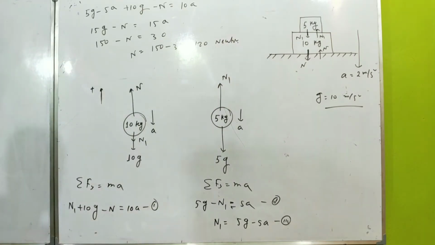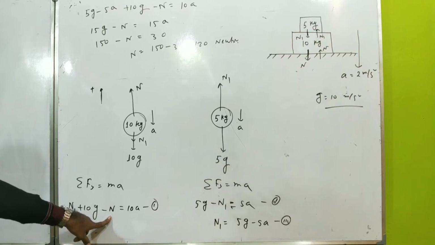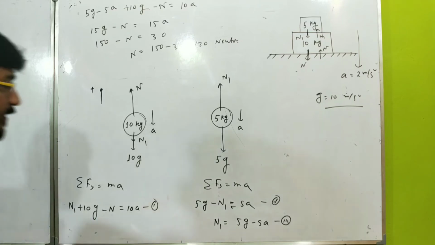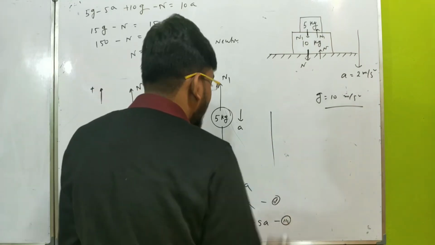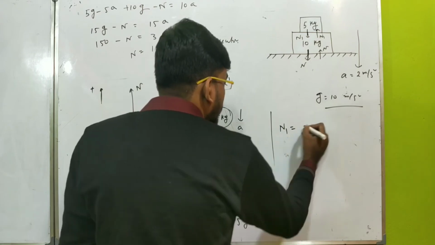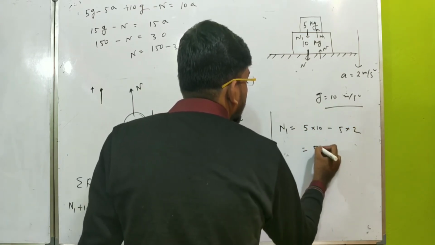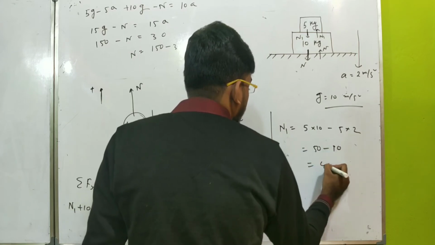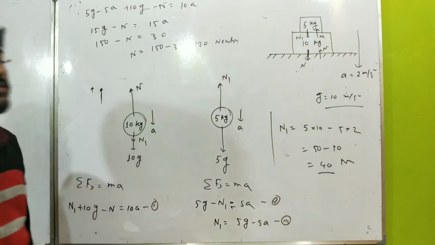So what will be N1? N1 you can find by putting it in this equation, or you can find N1 directly from here, because you know g and a. So N1 is equal to 5 into 10 minus 5 into 2. So it will be 50 minus 10, so that will be 40. So N1 will be 40 Newton and N will be 120 Newton.